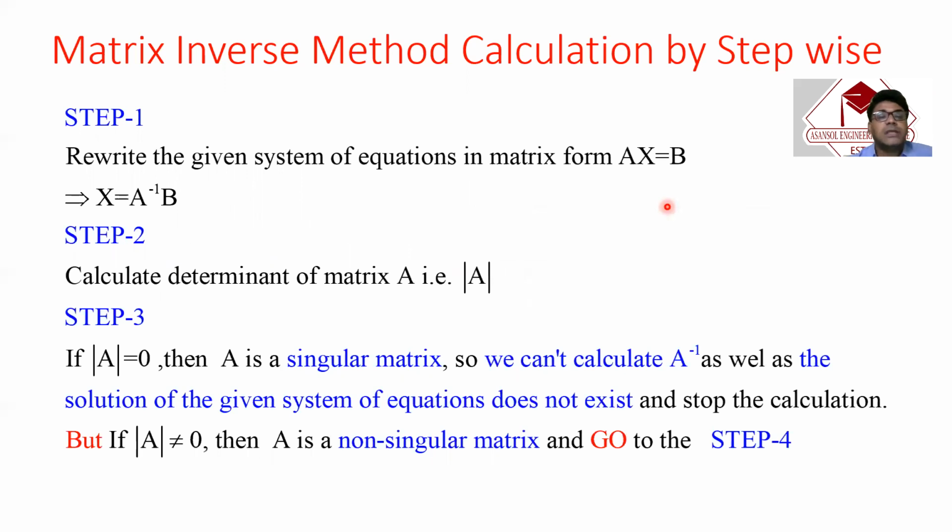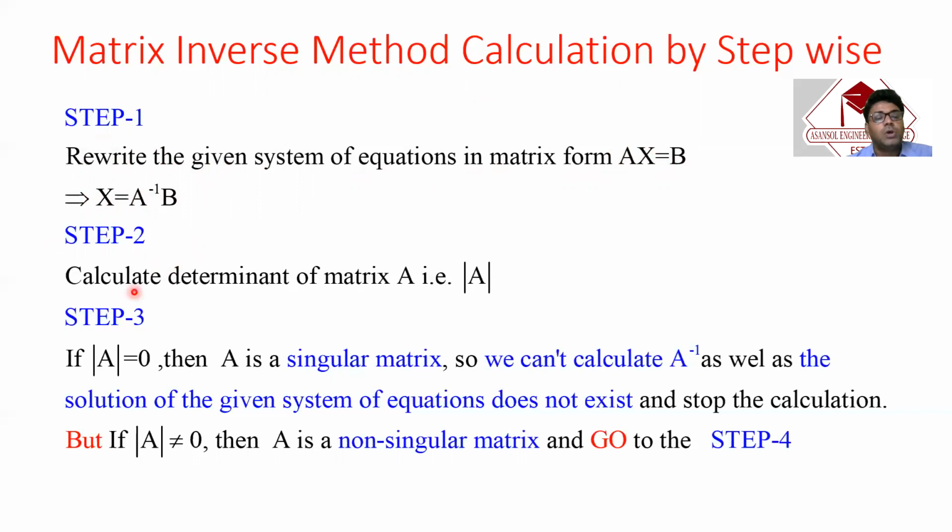Now I'll try to explain the algorithm, the step-by-step process, of how to implement the matrix inverse method to solve a system of equations. Step number 1, rewrite the given system of equations in matrix form, Ax equals b. Already I have discussed what A, b and x are. And then x equals A inverse b. First you write down the given system of equations, then Ax equals b, and then x equals A inverse b. This is your first step.